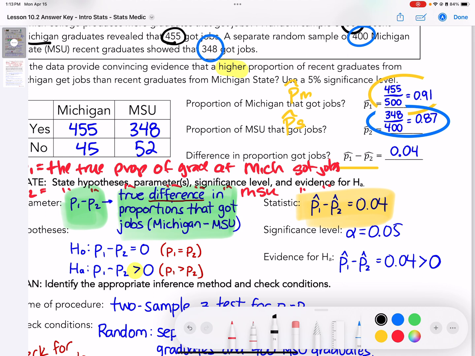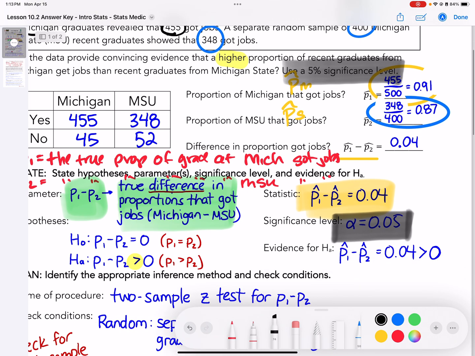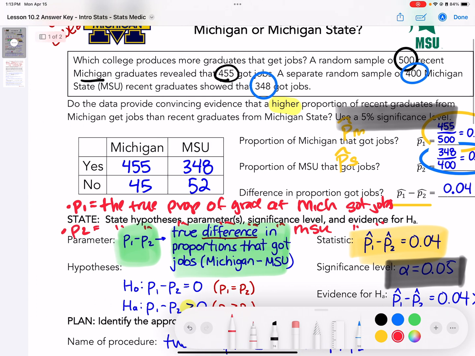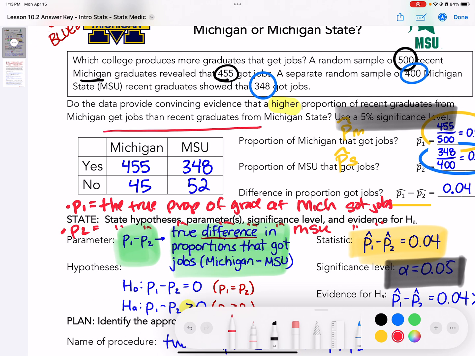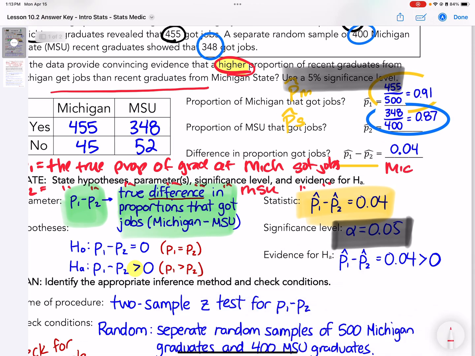The significance level, if you're not given a significance level, we use 0.05 as a default value. It does tell us this value up here, so that's why we're using 5%, but if it doesn't, go ahead and use 5%. Evidence, well, it does ask us, is there evidence that Michigan gets jobs more in a higher proportion? So I'm looking, is Michigan greater than, and remember, Michigan minus Michigan State is that 4%. And so I do have a little bit of evidence right here that in my sample, I found that 4% of Michigan's graduates had a higher percentage than Michigan State. So that's what the evidence comes from.